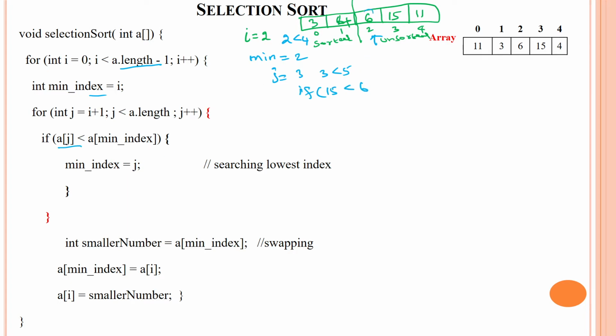So this is a of minimum index, 6, so the condition is false. Once the condition is false, this is not executed, so j is incremented by 1, so j equal to 4.